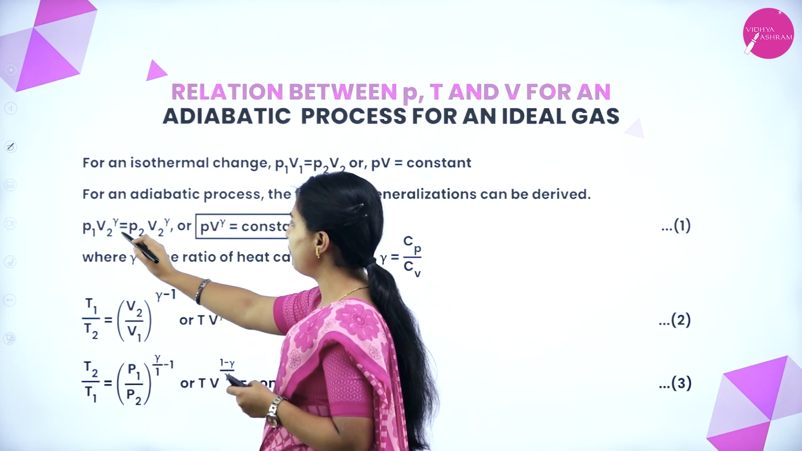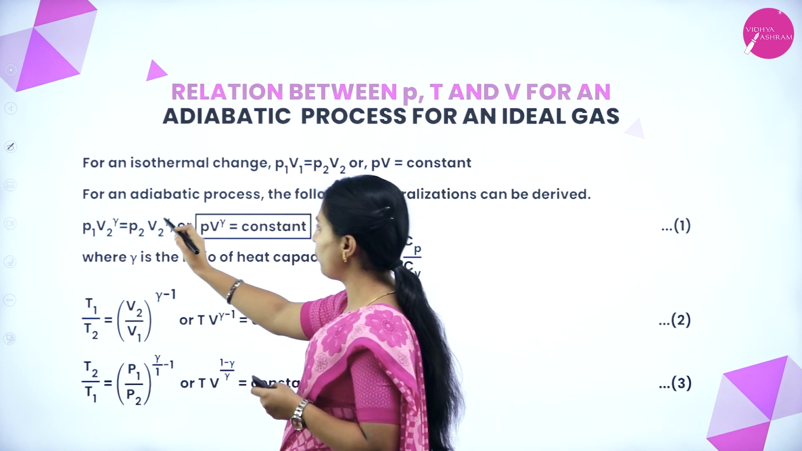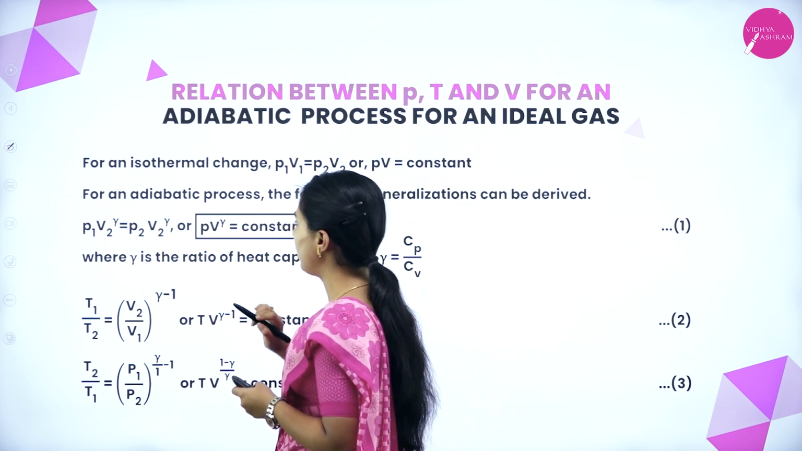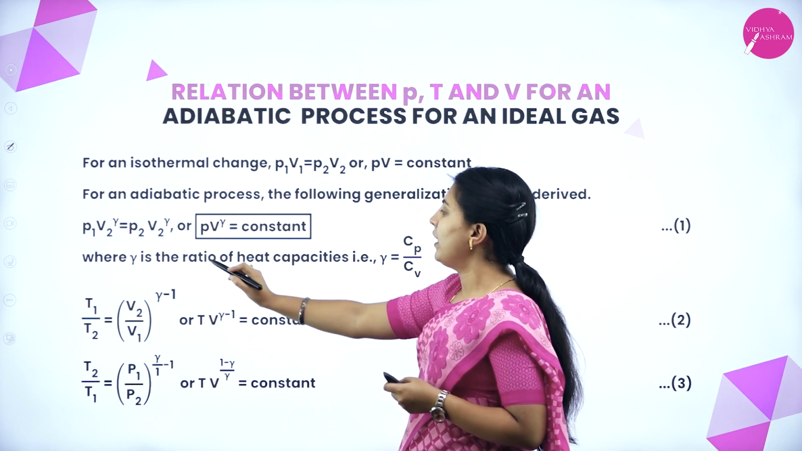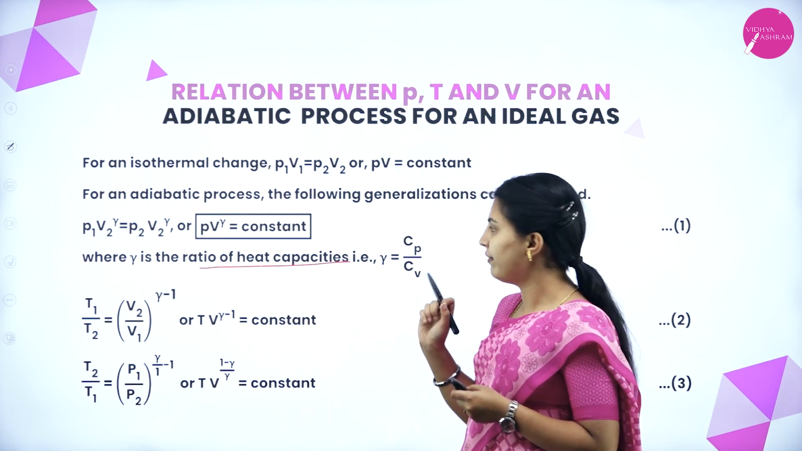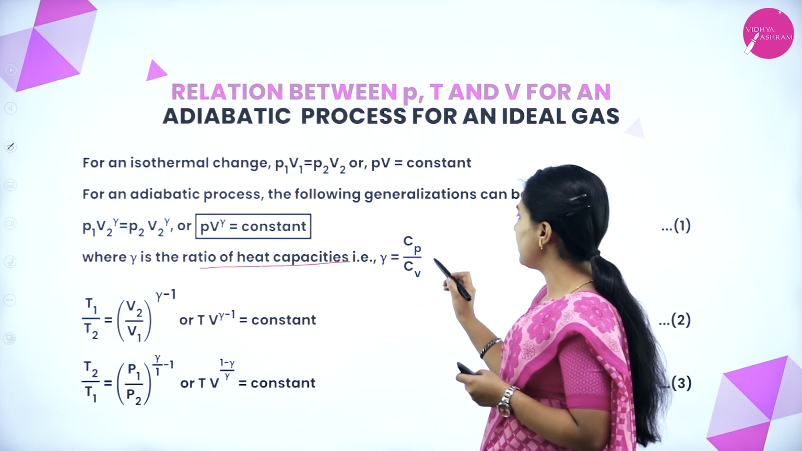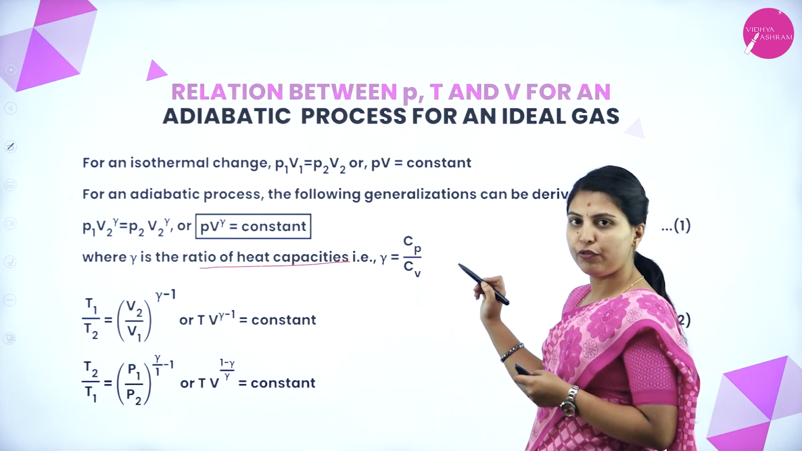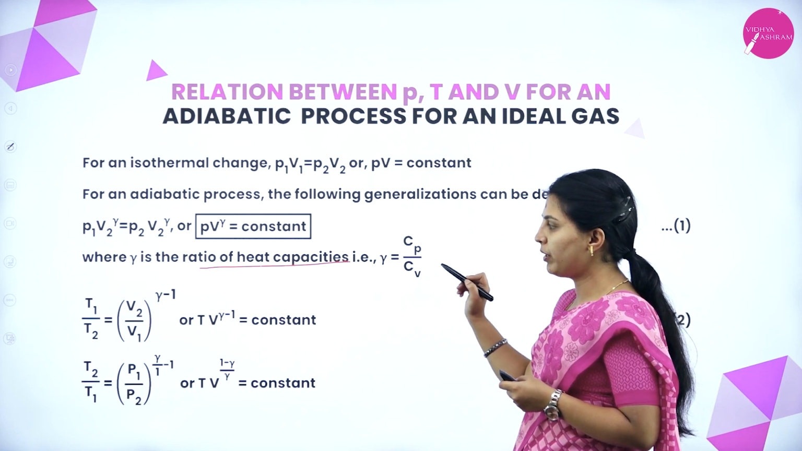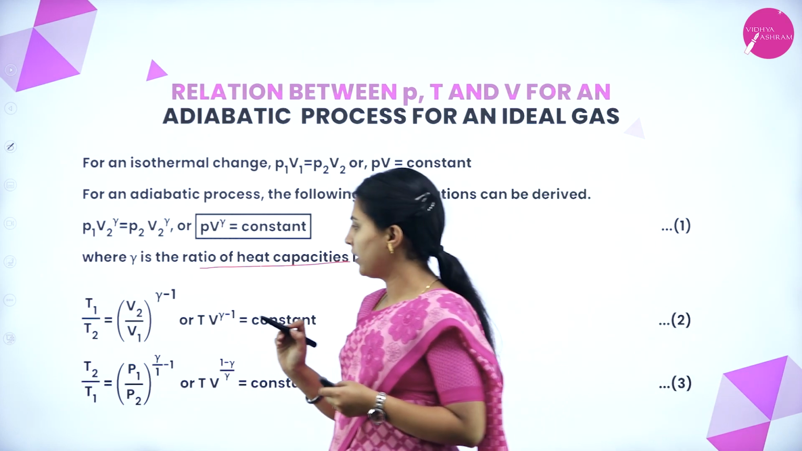See here, P1V1 to the power gamma equal to P2V2 to the power gamma, equal to PV to the power gamma equal to constant. This is the gamma constant, where gamma is the ratio of heat capacities, that is Cp by Cv. These are the heat capacities. So, the ratio will be called gamma.